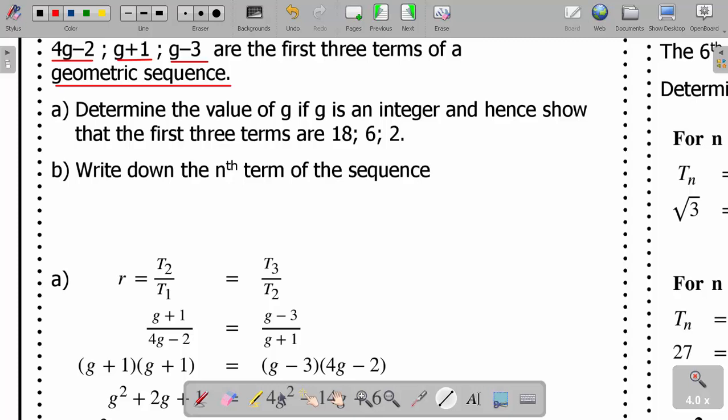Note this from the start: for a geometric sequence, it means we have a common ratio given by T2 over T1 equals to T3 over T2. What about an arithmetic sequence? We have a common difference, which is d equals to T2 minus T1, also the same as T3 minus T2. Hope we are together. That was just a reminder. Now, because it must be the same common ratio, T2 over T1 is going to be g plus 1 over 4g minus 2, which you see here, and then equals to T3 over T2, which is g minus 3 over g plus 1, okay? Alright, hope we are together.